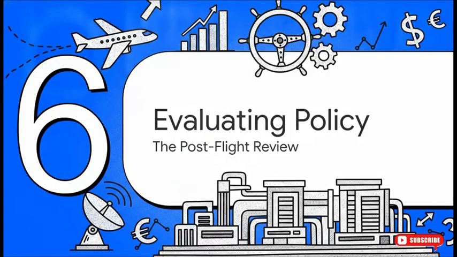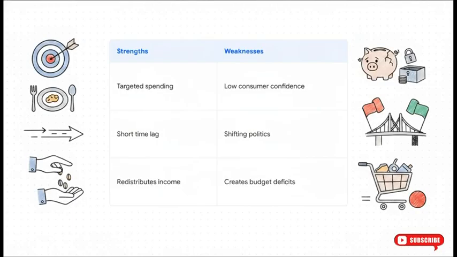Section 6. Evaluating Fiscal Policy. We have covered a whole lot of ground in our economic control room today. But we have to ask, how effective is the government's ability to steer this massive machine in the real world? Well, a major strength is that government spending can be highly targeted. Unlike just tweaking interest rates across the board, the government can aim spending directly at struggling industries, like we saw with the food sector in Singapore, and it generally has a much shorter time lag to take effect.